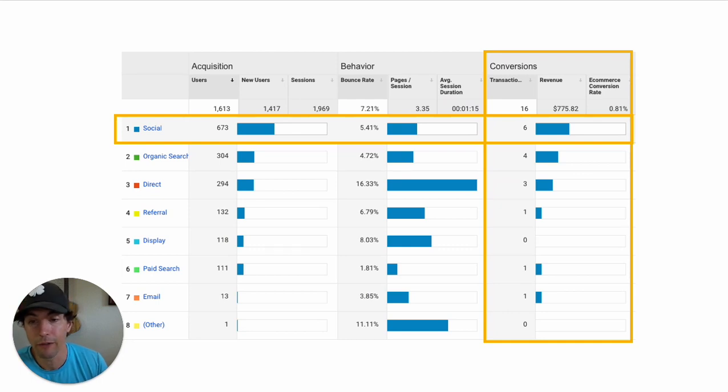We can understand where conversions are coming in. Was it paid social? Was it organic search? Was it direct? Was it email? All these different vehicles are going to create sales for you. You need to know where they're coming from so you can do more of what's working, less of what isn't.